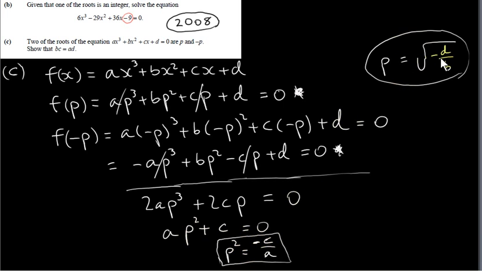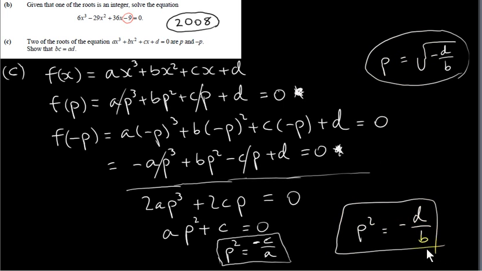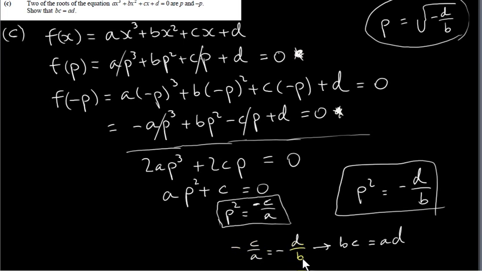Now we can compare it to this result from the previous part. If I just square both sides of this, I should have left this as p squared. But anyway, if I square both sides of this, we get p squared equals minus d over b. So that tells us that minus c over a must equal minus d over b. So we just cross multiply and we get the result that we want: bc equals ad.